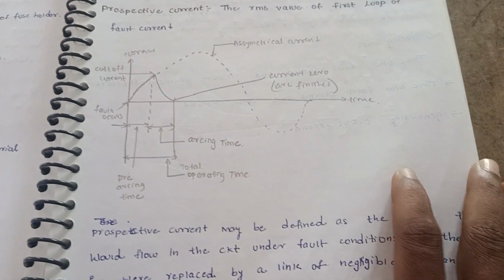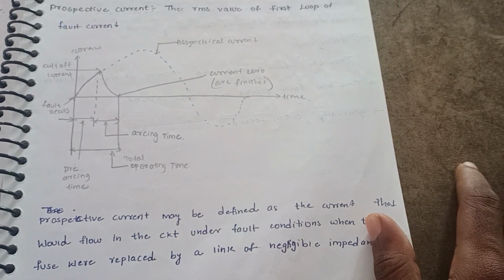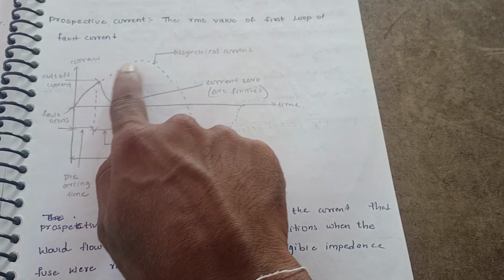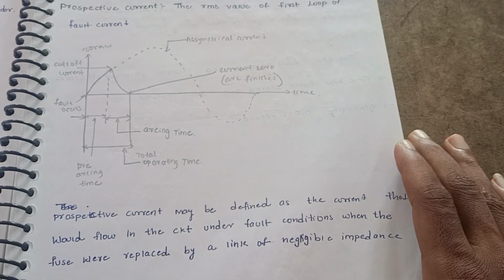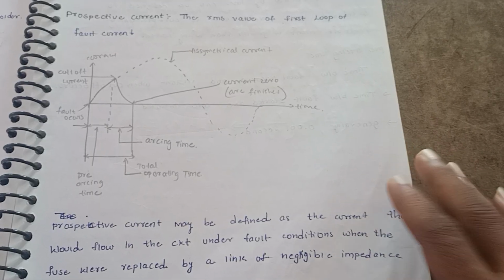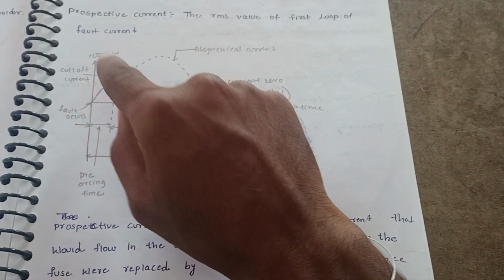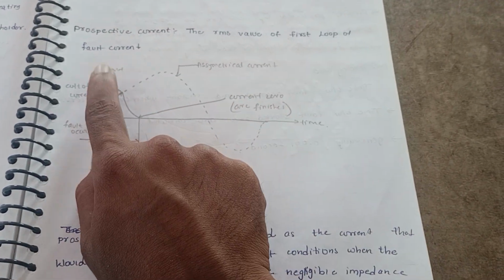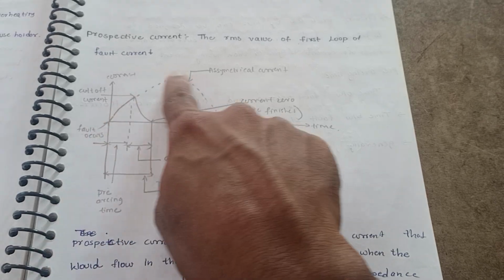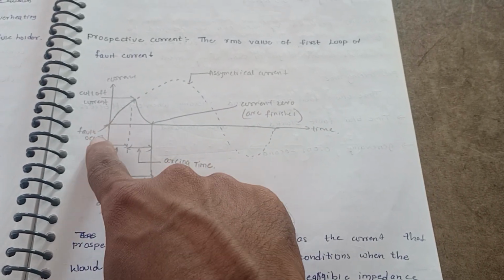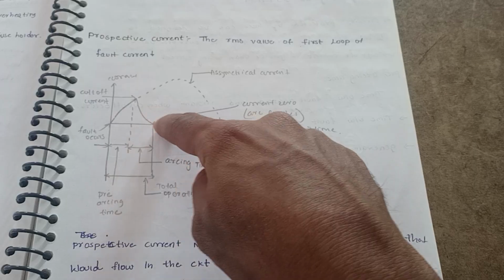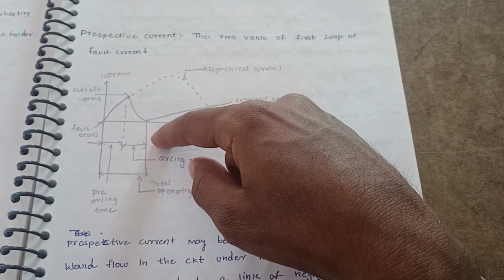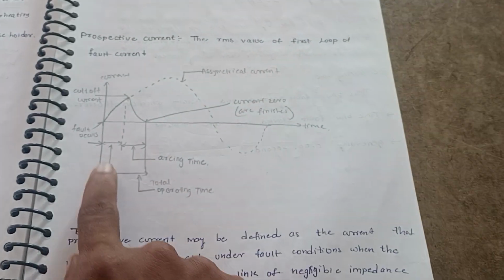Next, prospective current, the RMS value of the first loop of the fault current. Here I will explain the fault current cycle. The x-axis is taken as time and the y-axis as current. Here is the normal AC waveform. Here the fault occurs, here the cutoff current, and here the total operating time. Up to this total operating time, the fuse is fully operated. This is the pre-arcing time.